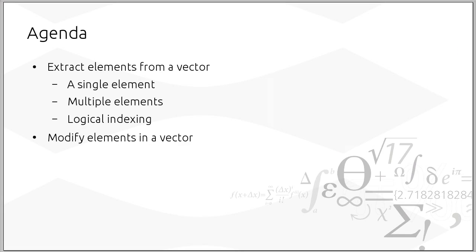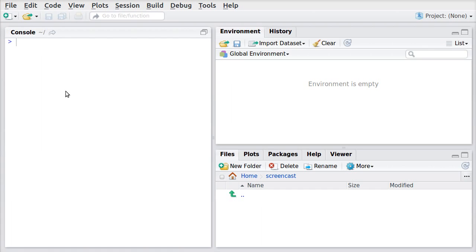Today I'm going to talk about how you can use indexing to extract elements from a vector: how you can extract a single element, multiple elements, and how you can use logical indexing. I'm also going to tell you about how you can use indexing to modify elements in a vector. Now first let me create a vector.